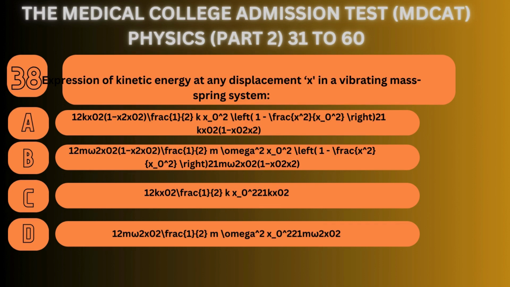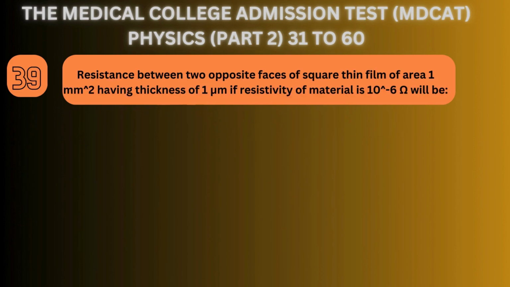Question number 36. Emission of radiation from a radioactive substance is: option A, dependent on both temperature and pressure; option B, independent of temperature but dependent on pressure; option C, independent of both temperature and pressure; option D, independent of pressure but dependent on temperature. 5, 4, 3, 2, 1. Correct option is C, independent of both temperature and pressure.